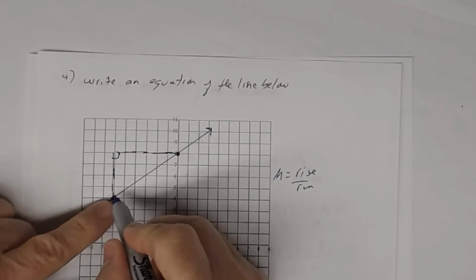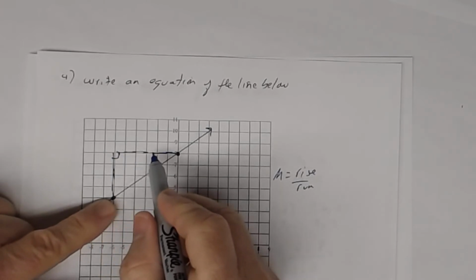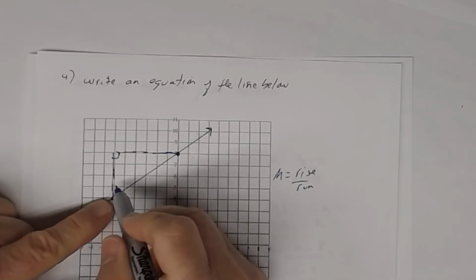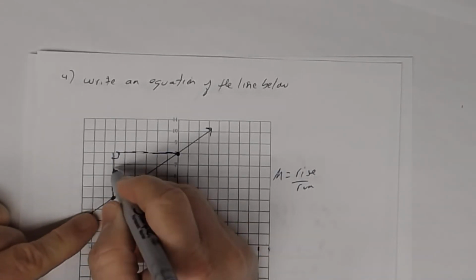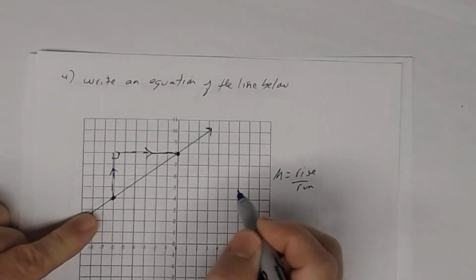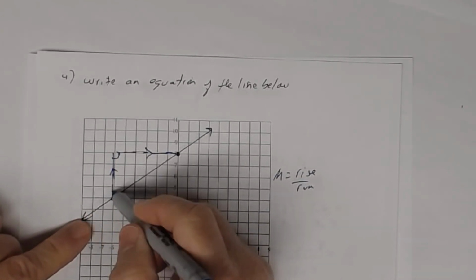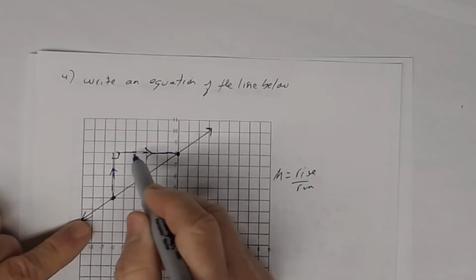If you start here, you're going to go up and then to the right. If you start here, you're going to go to the left and then down. All right, so let's start going this way. Up, right. So if I go up, let's talk about the units. So remember, up is your rise, to the right, left is the run.